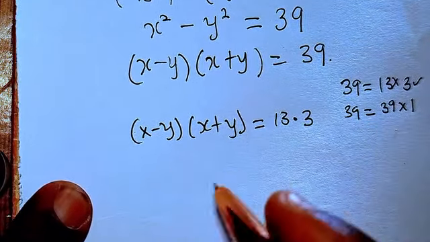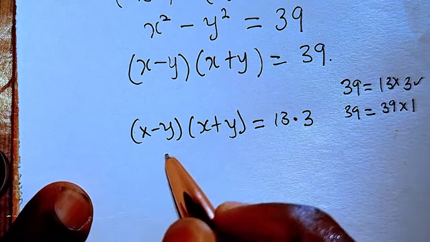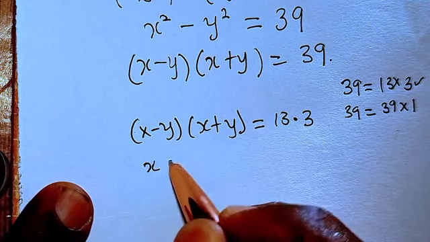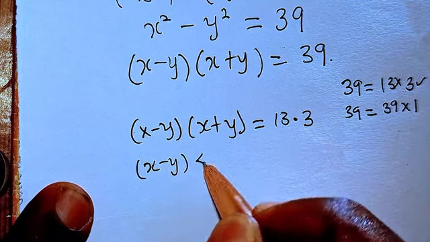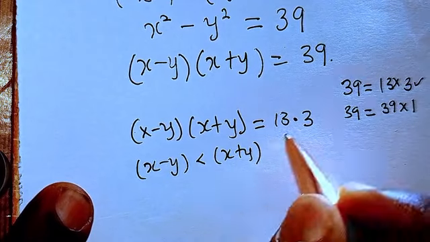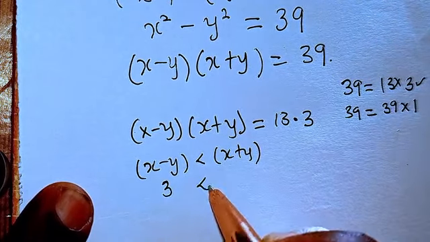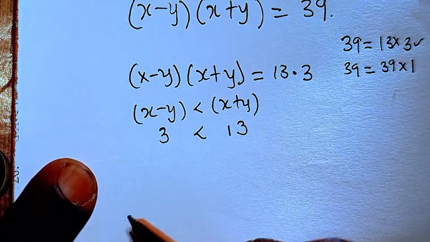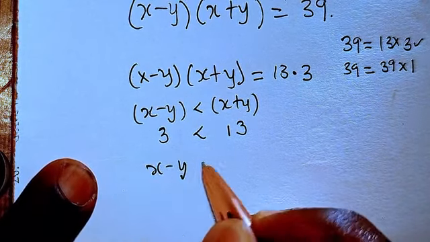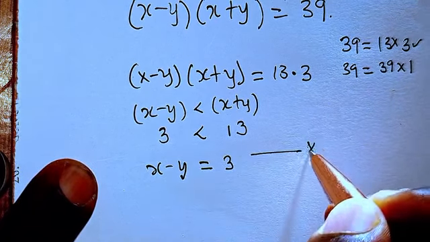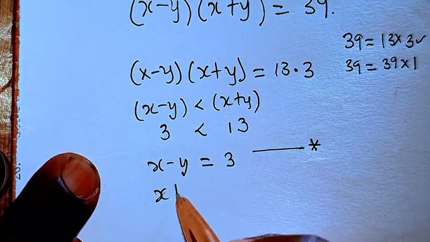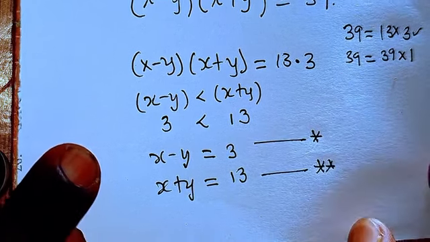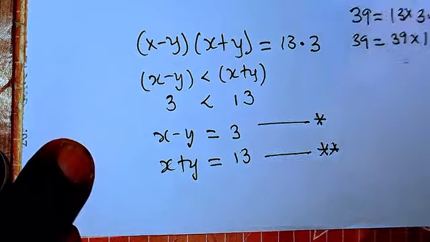So now let's do the comparison. We know that x minus y is less than x plus y, as 3 is less than 13. So therefore, by comparison, we can say x minus y equals 3. Let's call this equation star. And x plus y equals 13. And let's call this equation star star. So now we are going to solve this.